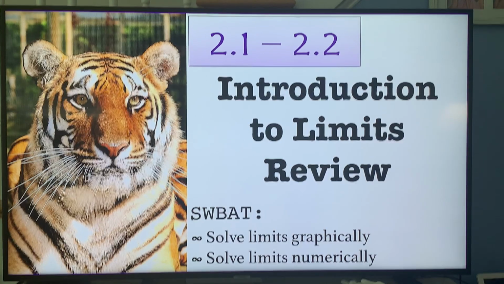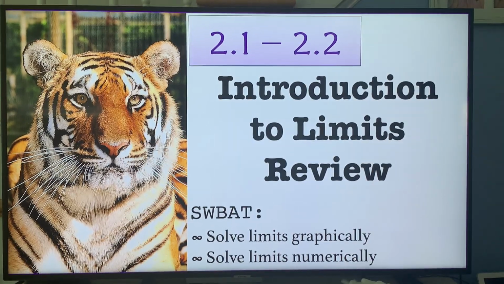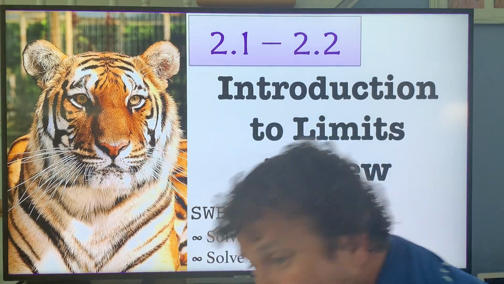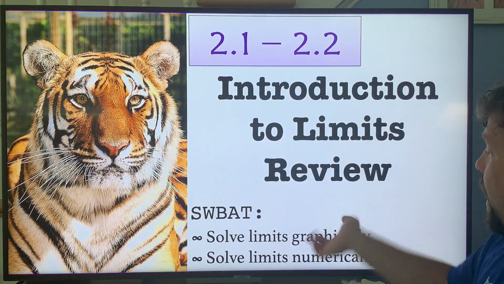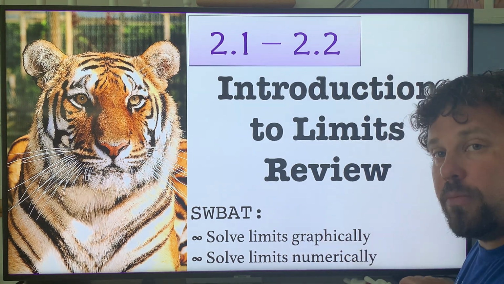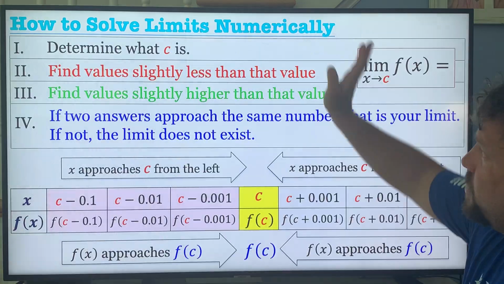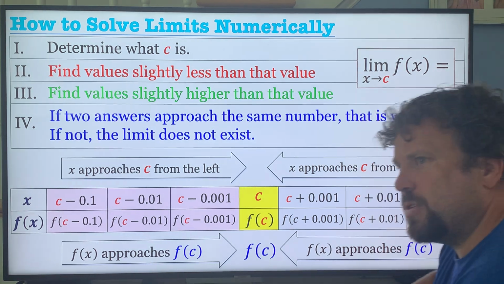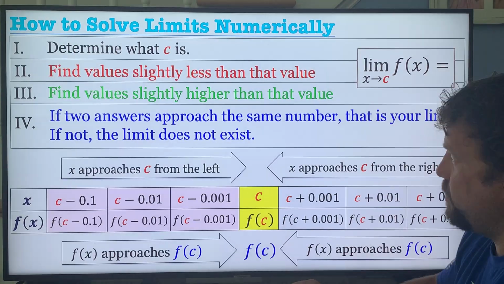Welcome back. Today what we're going to do is an introduction to limits review. We are going to review how to solve limits graphically and how to solve limits numerically. 2.1 really is part of it. That was just what it is. So this is really just a 2.2 review.